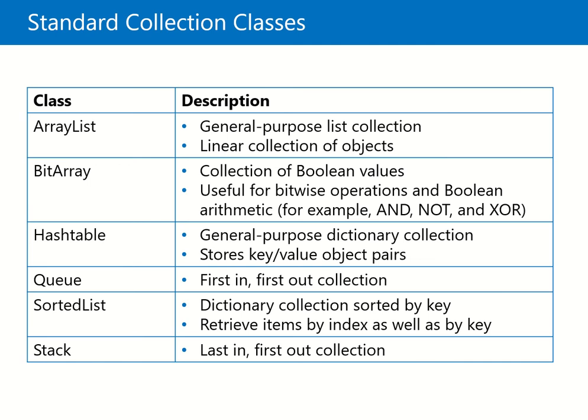Sorted list stores a collection of key value pairs as well, but it is sorted. This is an addition to the functionality provided by the hash table. So the sorted list enables you to retrieve the items in a sorted way, either sorted by key or by index.